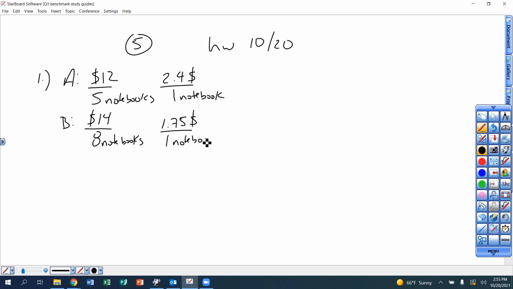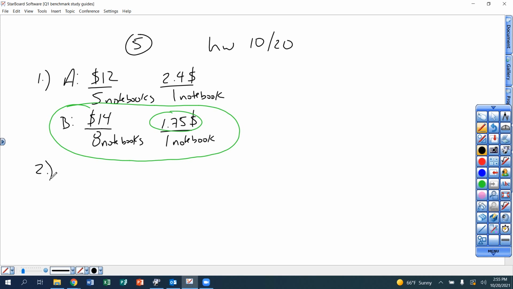And again, since I'm buying the exact same notebook, I want to go for the store that's selling that same notebook for a lower price. $1.75 is lower than $2.40. First word is blue. Blue.